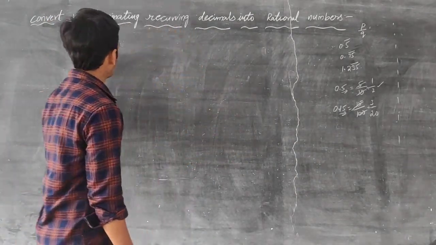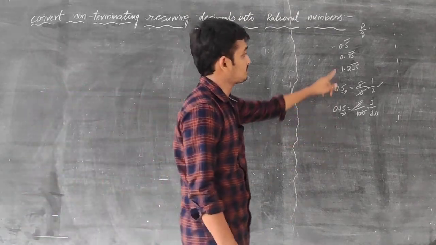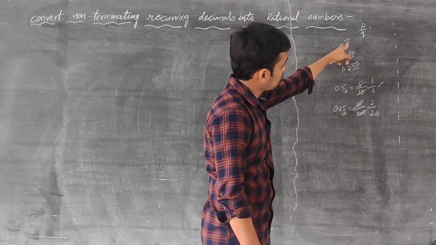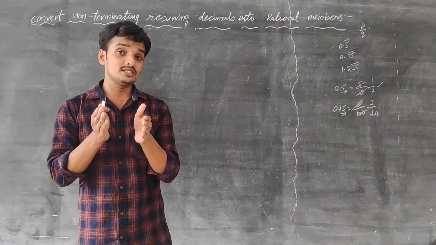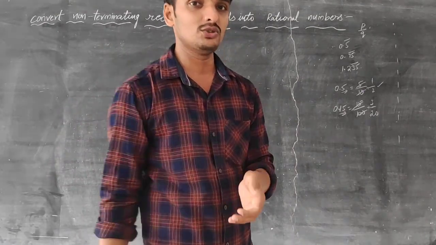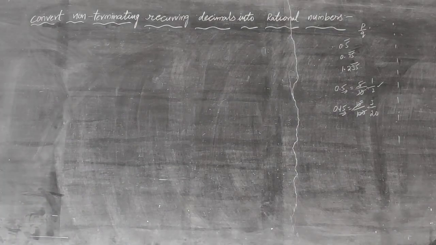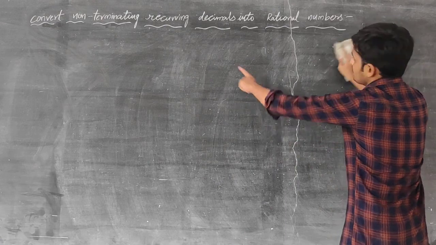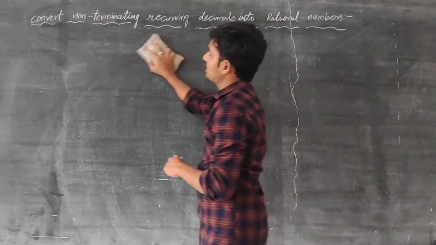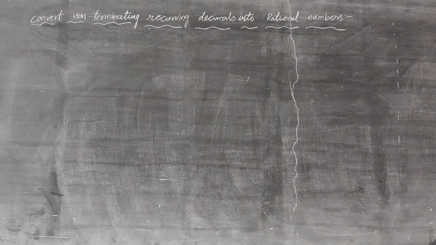Now we are discussing non-terminating recurring decimals, which have a bar like this: 0.5 bar, 0.7 bar, 1.35 bar. These types of decimal numbers we have to convert into P by Q form, that means rational numbers. How is it done? Now we will discuss. Okay, my dear students, when you open the notes, keep this heading: convert non-terminating recurring decimals into P by Q form. Then keep another heading: questions.